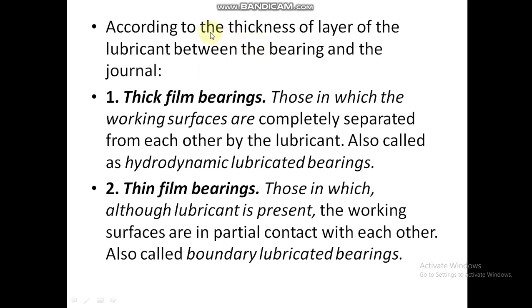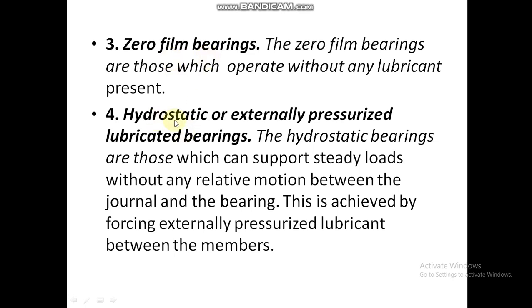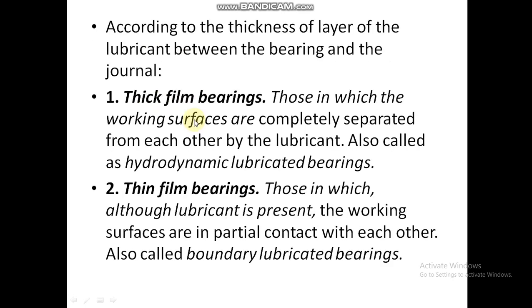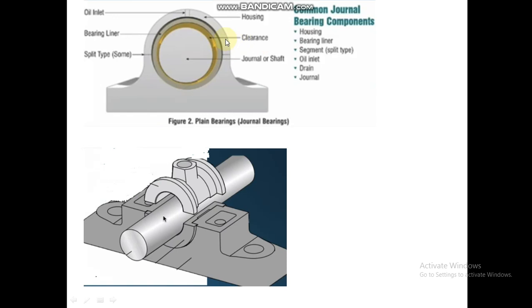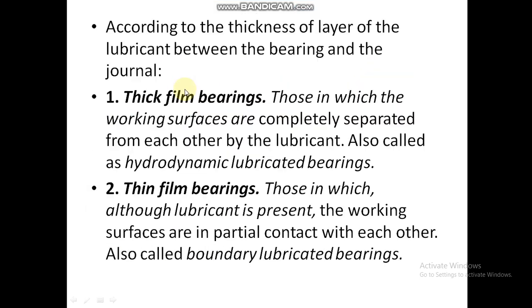Another way we can classify the bearings is as thick film bearings, thin film bearings, zero film bearings, and hydrostatic or externally pressurized bearings. What are thick film bearings? Those in which the working surfaces are completely separated from each other by lubricant. So if we use lubricant between the journal and bearing, and these two surfaces are completely separated from each other with the help of the lubricant, then this is called a thick film bearing, meaning a thick film of lubricant. It is also called a hydrodynamic bearing.